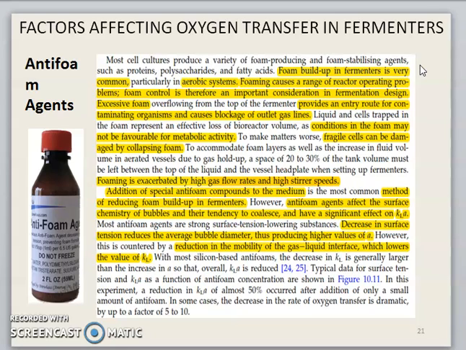Therefore, in order to reduce this foam, you can use a special antifoam compound called antifoam agents, which can reduce the foam build-up in the fermenter. These antifoam agents affect the surface chemistry of bubbles and their tendency to coalesce and have a significant effect on the KLA. It will break up the bubbles, the foaming, and reduce the thickness of the foam.